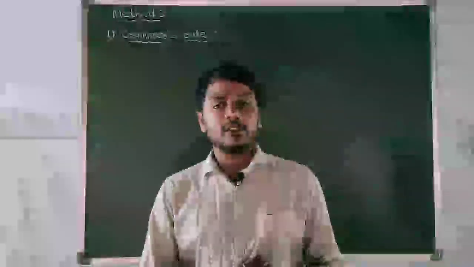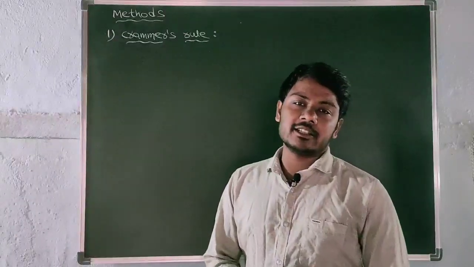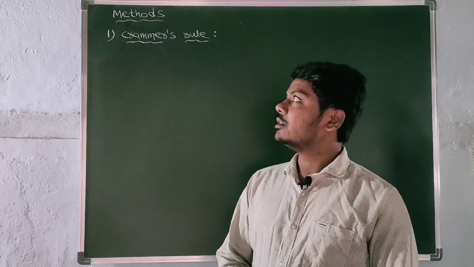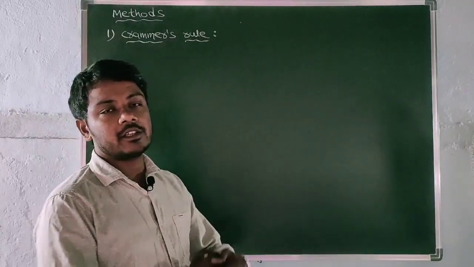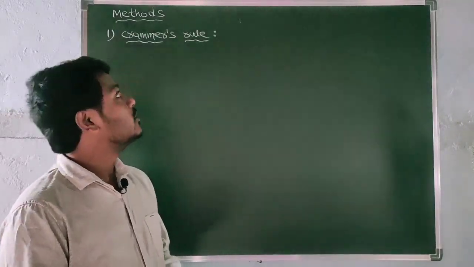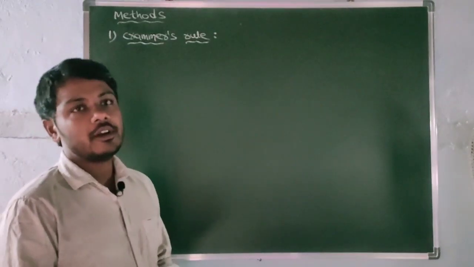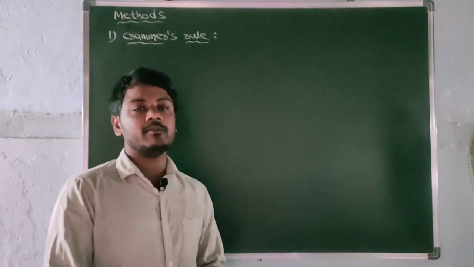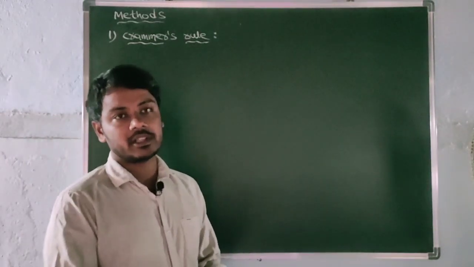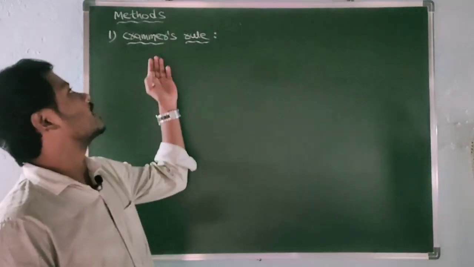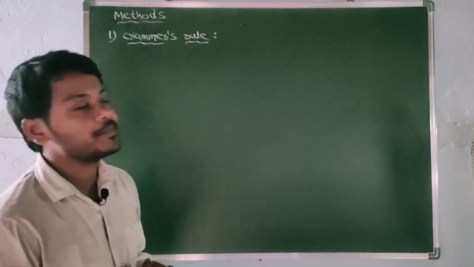Hi, hello everyone. For this session, we will discuss a new concept. See here, methods. We have three methods. First one Cramer's rule, next one matrix inversion method, next one Gauss-Jordan method. So first we will discuss Cramer's rule.